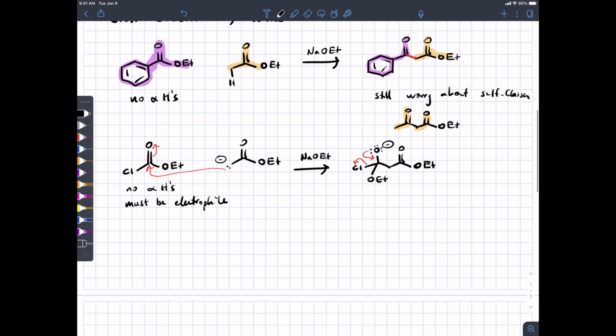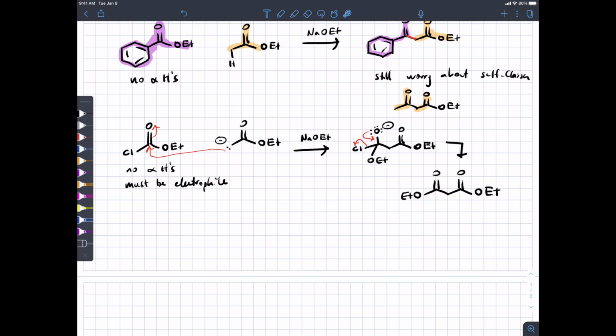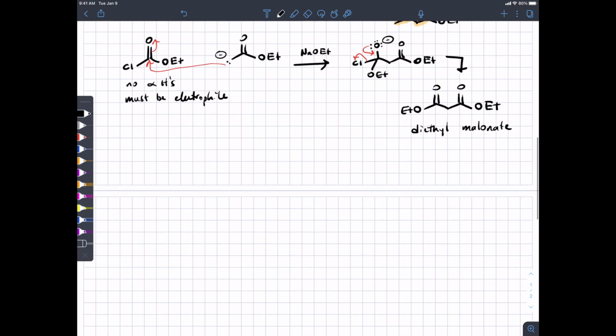And you can tell that Cl- is the best leaving group because its conjugate acid HCl is so much more acidic than the conjugate acid of ethoxide as a leaving group, which is ethanol, pKa of 16. Interestingly, this process allows us to make a molecule you've seen before. This molecule is called diethyl malonate, and it's a molecule you saw in chapter 17 as we dealt with enolate alkylation in the so-called malonic ester synthesis. This is how we prepare diethyl malonate.